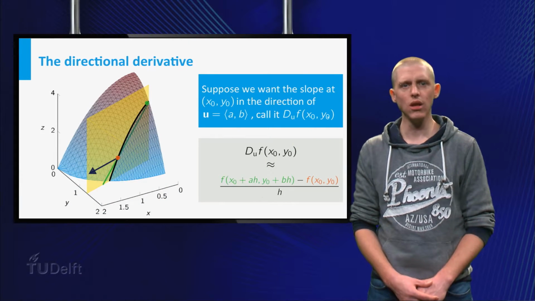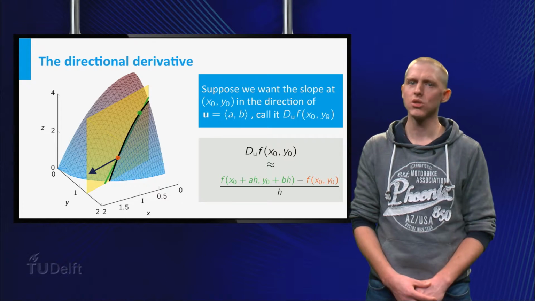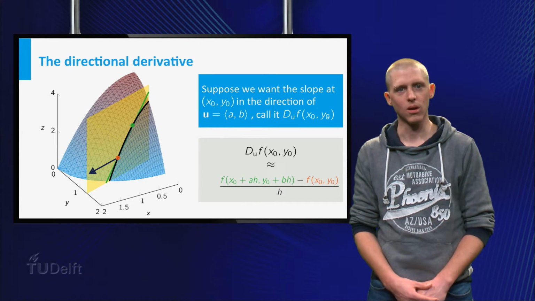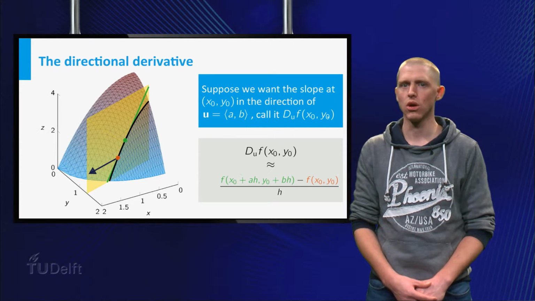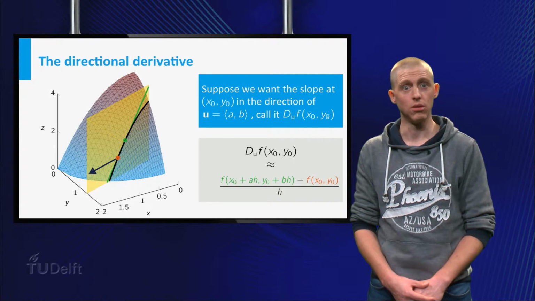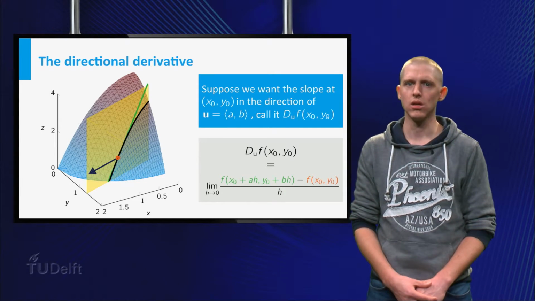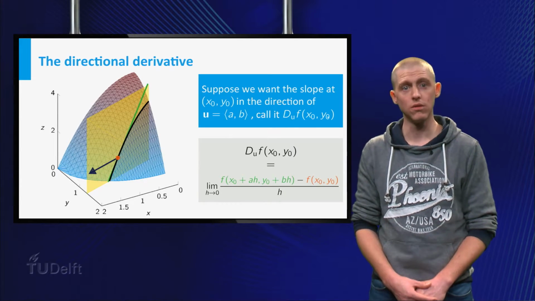If you take h a little bit smaller, then you can expect that the approximation becomes a little better. You can even take h again a little bit smaller, and smaller, and smaller. Of course, h equal to 0 does not make sense, because you are not allowed to divide by 0. You are, however, allowed to take the limit as h approaches 0, similar to the definition of the partial derivatives.